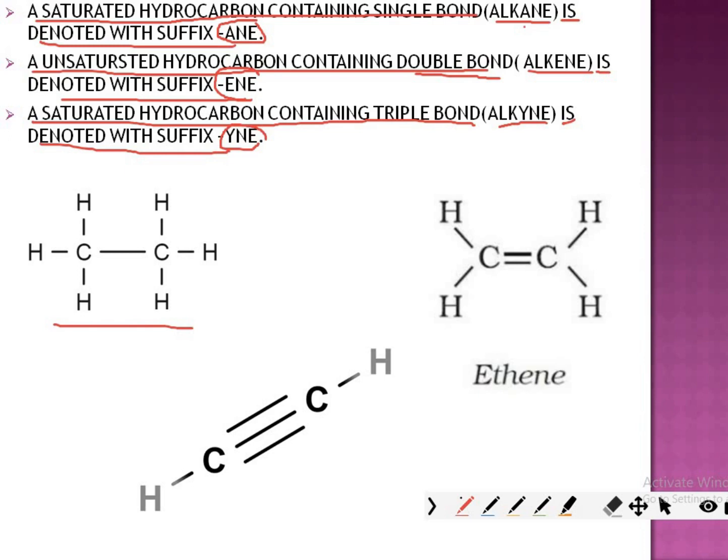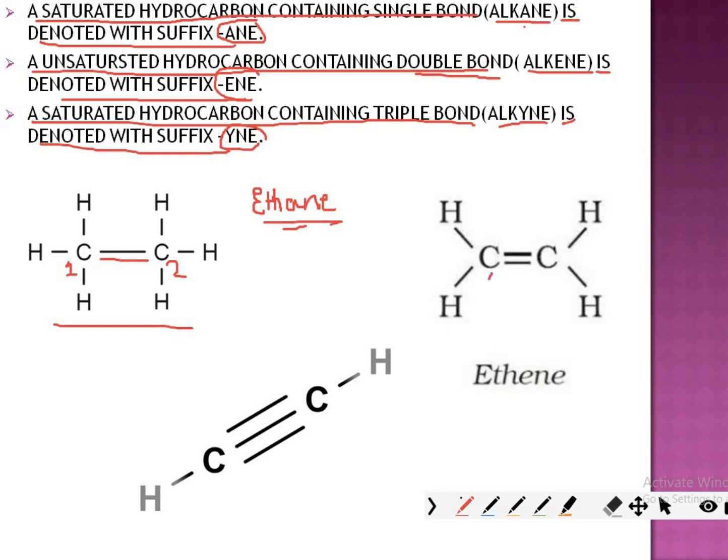Now let's try to name this hydrocarbon. Here how many carbons do we have? 1 and 2. So the word root name will be eth, right? And there is a single bond between the 2 carbons, so it will be an alkane, so the suffix will be ane. So this is ethane.